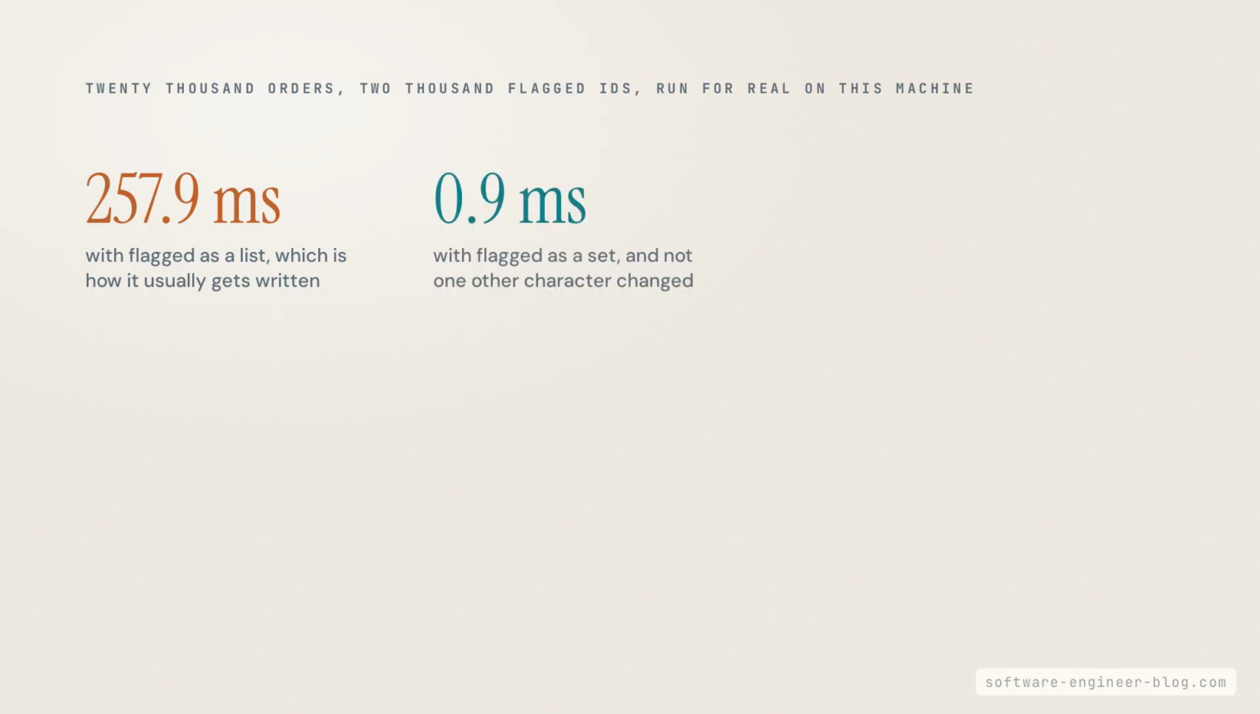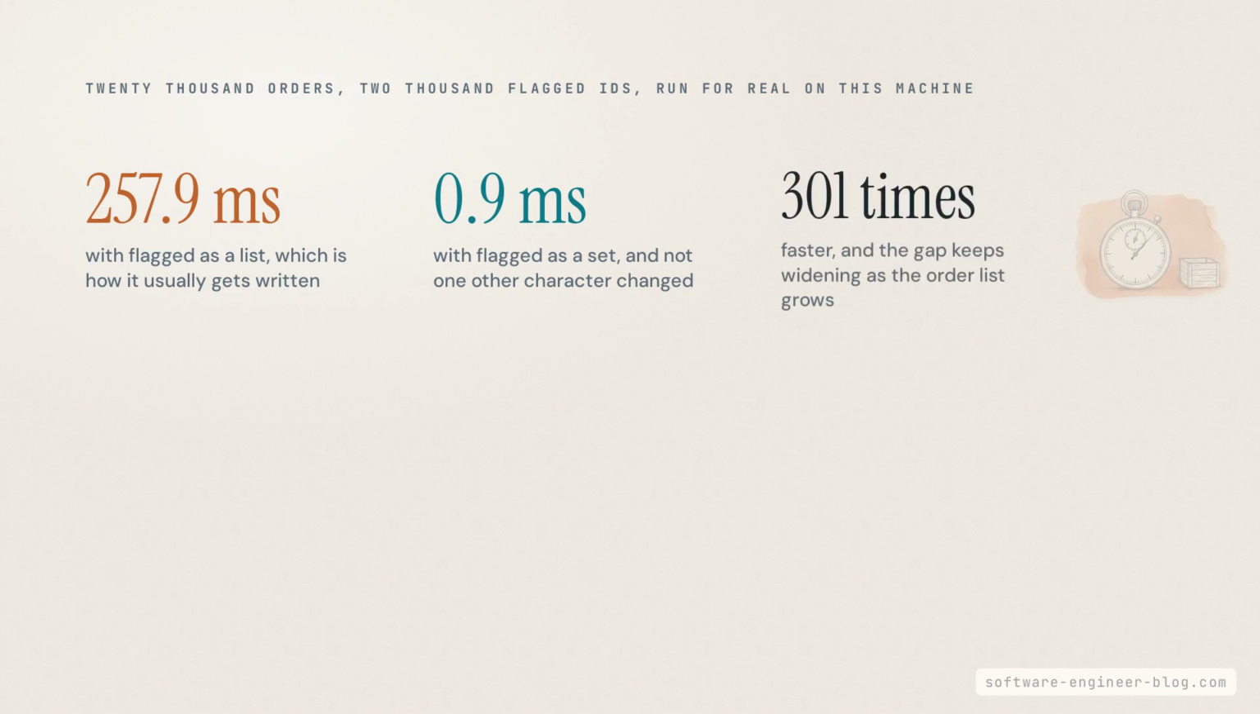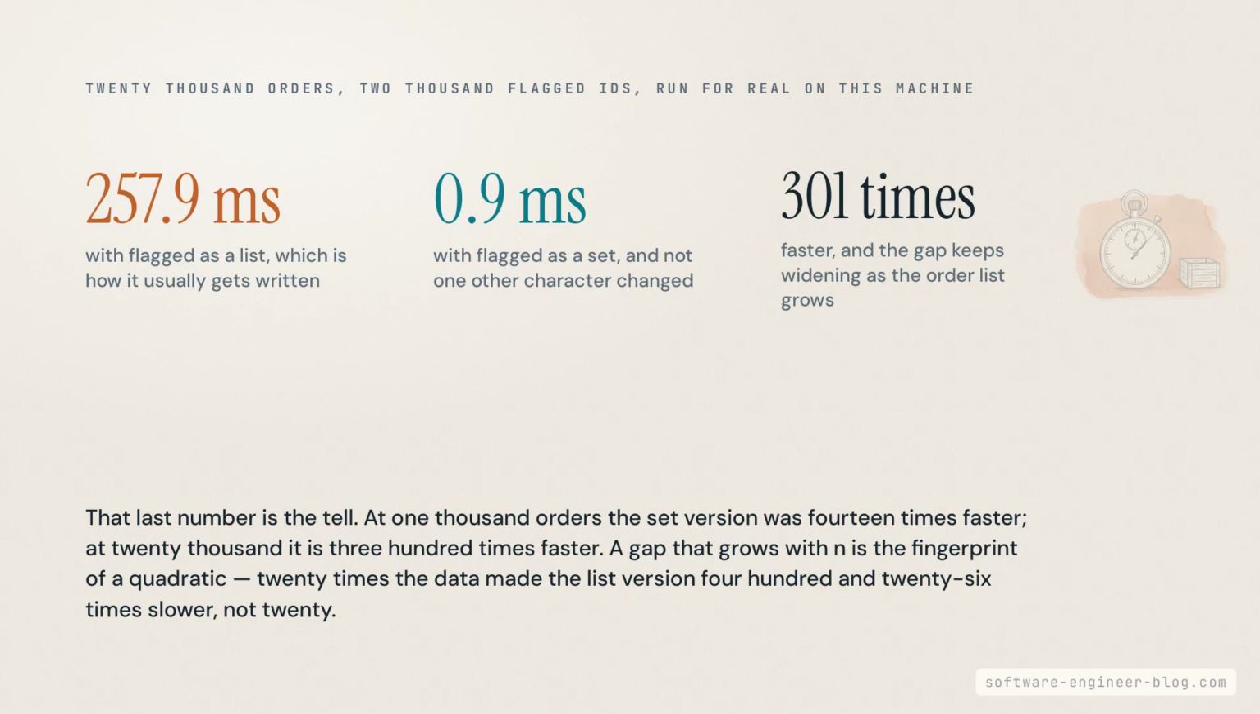So I ran it. 20,000 orders, 2,000 flagged IDs, on this machine. With flagged as a list, which is how it normally gets written because that is how the data arrives, 257.9 milliseconds. With flagged as a set and not one other character changed, 0.9 milliseconds, 301 times faster. But the number I really want you to look at is how that gap changes. At 1,000 orders, the set version was 14 times faster. At 5,000, 68 times. At 20,000, 300 times.